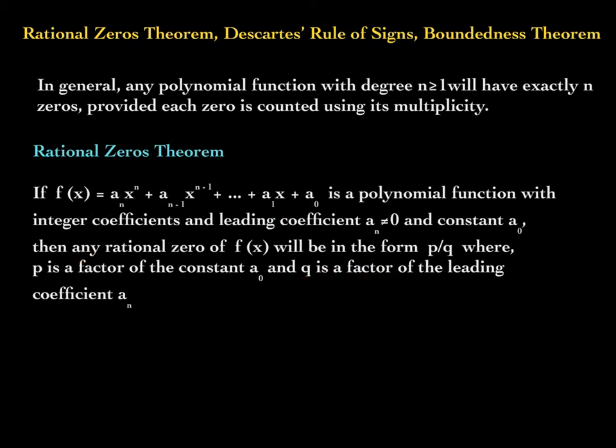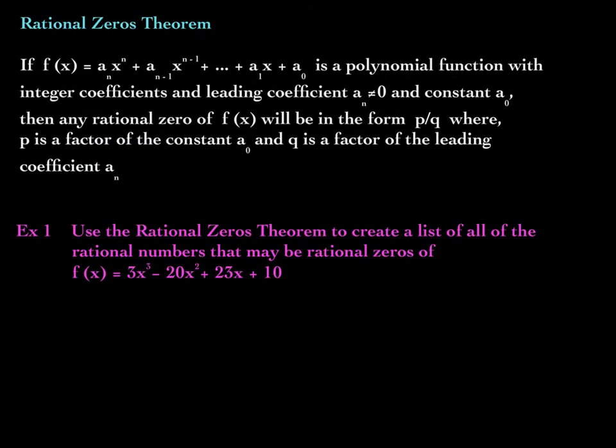Okay, I think it might be easier to understand what all of this means if we look at a concrete example. All right, so let's jump into an example. All right, guys, check this out. Use the rational zeros theorem to create a list of all of the rational numbers, so all the fractions, that may be rational zeros, keyword may be rational zeros of this cubic polynomial function.